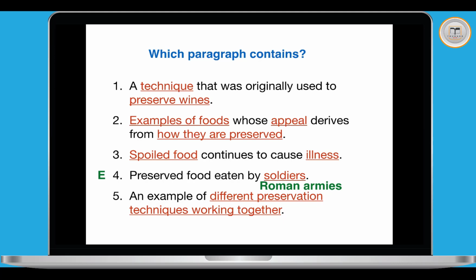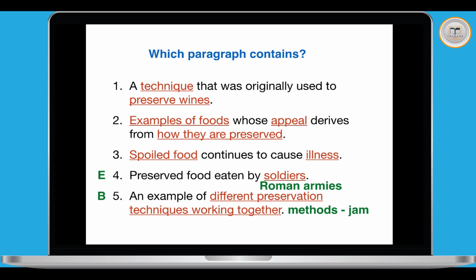The other one that I got from memory was number 5, an example of different preservation techniques working together. Hopefully that one was easy for you too, because we did that in paragraph B about the jam, the methods for jam preservation. Remember, the sugaring, the boiling, sealing in a jar were ways to stop bacterial contamination. So we should have remembered that one. If you did, well done. If you got those 2 answers from memory, that's a great start.